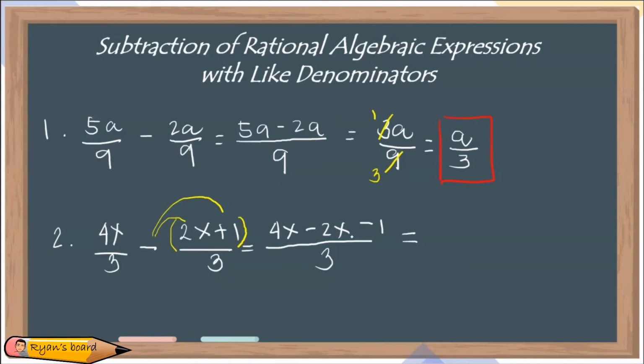Magkasama na itong x natin. So, 4x minus 2x, that's 2x. Minus, you copy 1. Kasi walang variable, siya lang. Over 3. Now, pwede pa bang i-factor yung 2x minus 1? Hindi na. Hindi na natin siya pwedeng i-factor. So, meaning to say, that is now our answer. Okay? Now, let's have another.